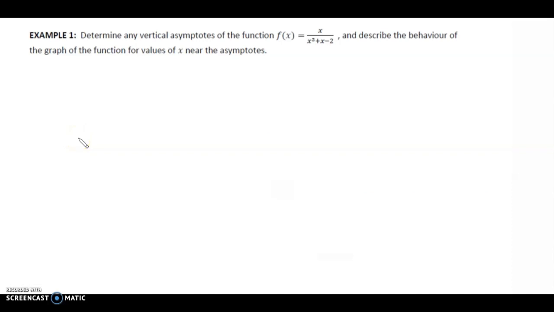Example 1. Determine any vertical asymptotes of the function f at x equals x over x squared plus x minus 2, and describe the behavior of the graph of the function for values of x near those asymptotes. Step number 1, we have to determine when f at x is undefined.